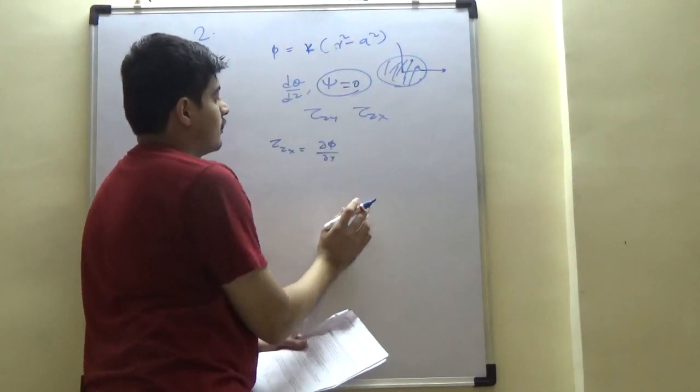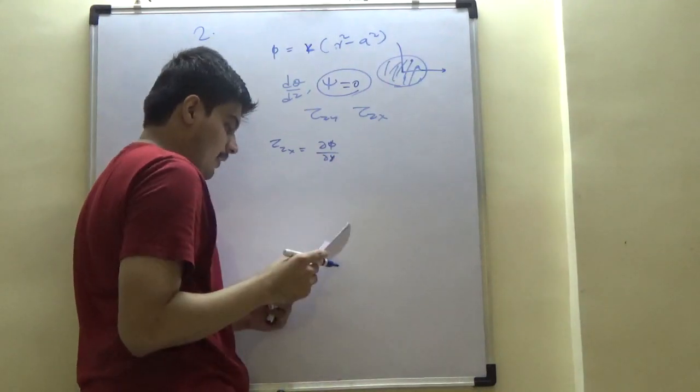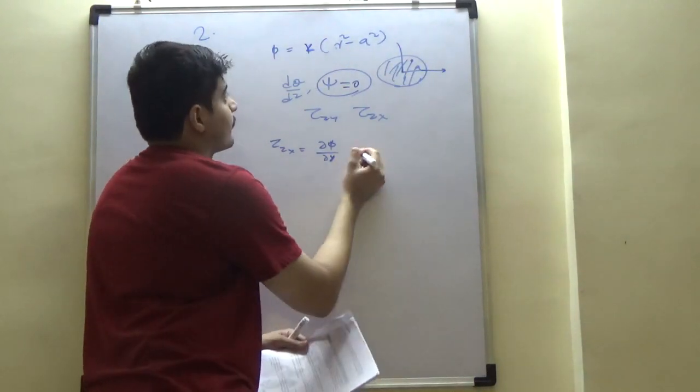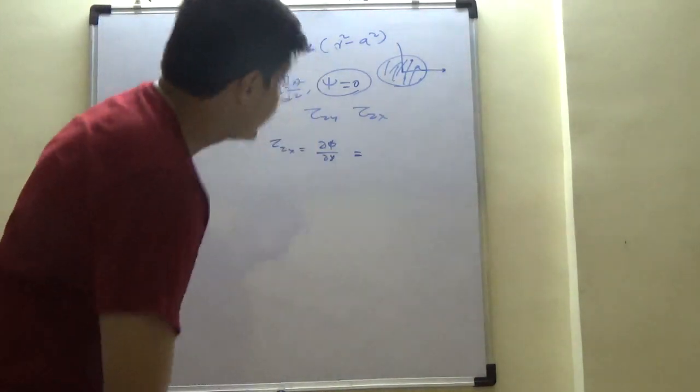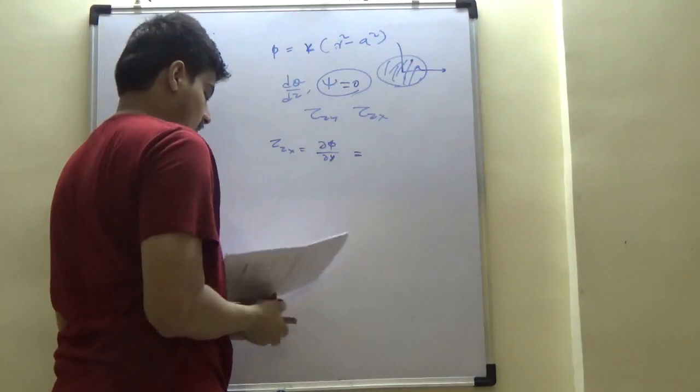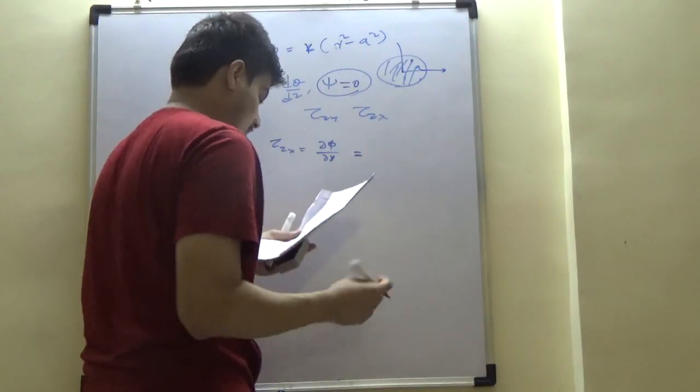Since my phi is known, I can substitute this as y, and since r is equal to a cos theta, x square plus y square, right? So we can differentiate this. The answer that I will get is tau zx.